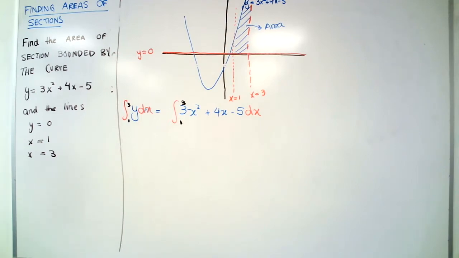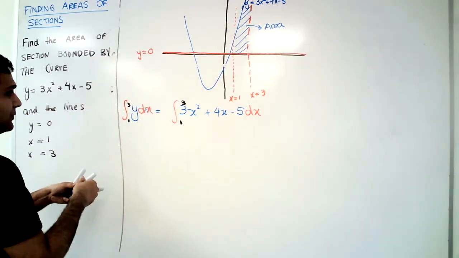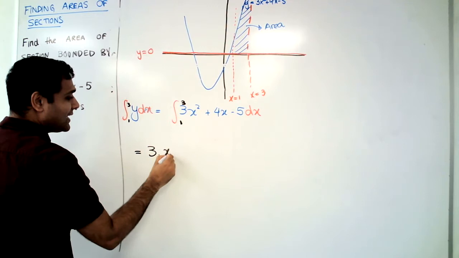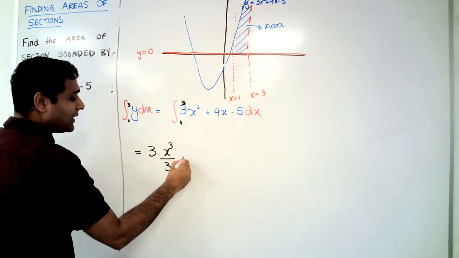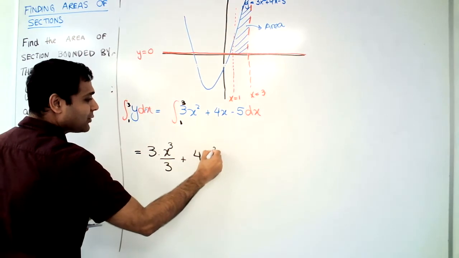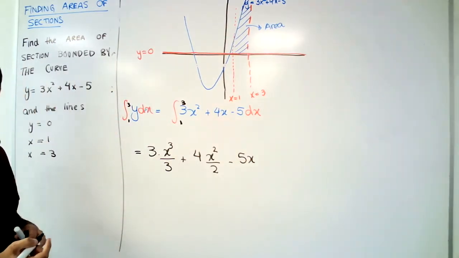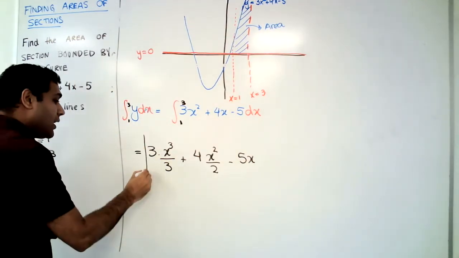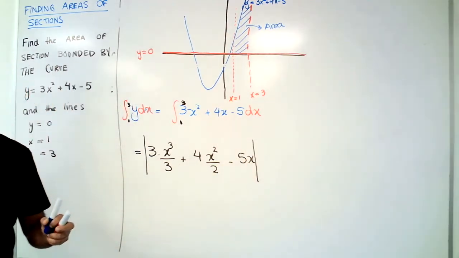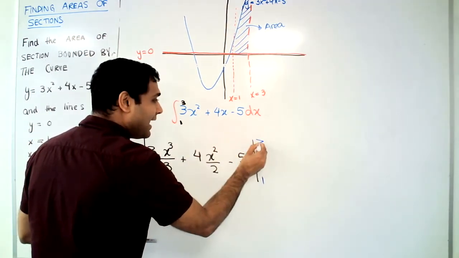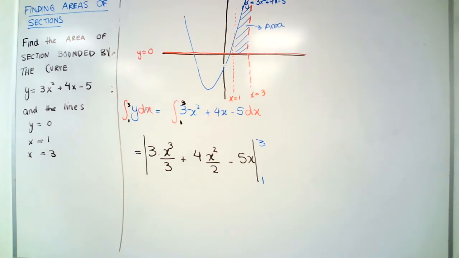So how do we do that? Just the normal integration you do. The integral of 3x squared is 3 times x cubed over 3, plus 4x becomes x squared over 2 times 4, minus 5 becomes 5x. Plus c. Rather than having plus c, we put two lines and put the limits, start from 1 and at 3. These two lines are known as the modulus, or mod line.